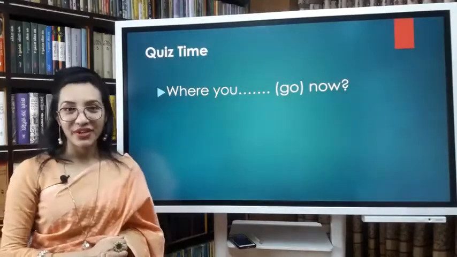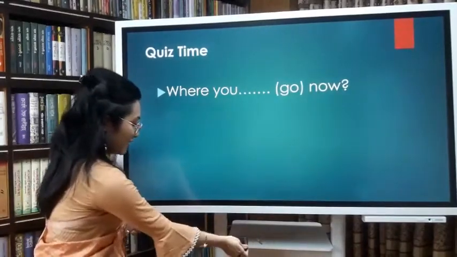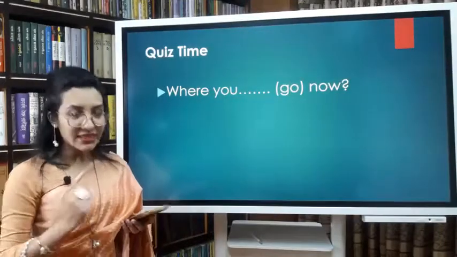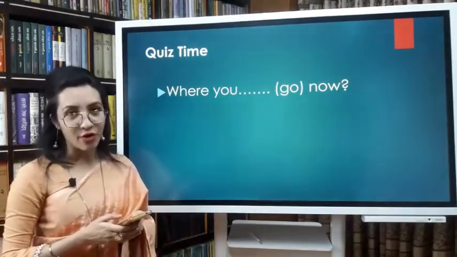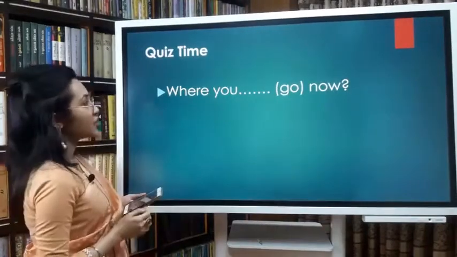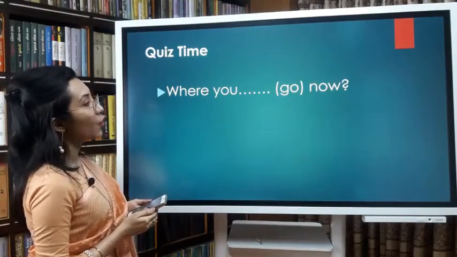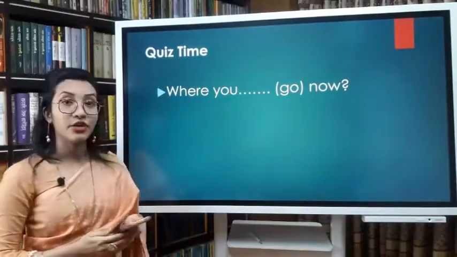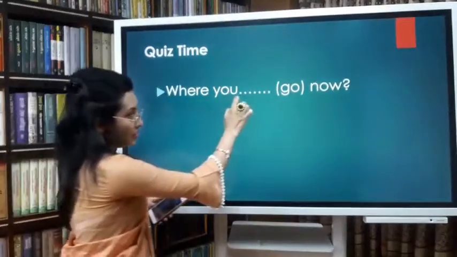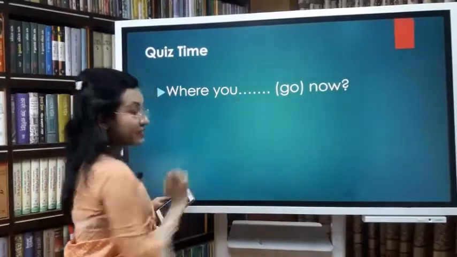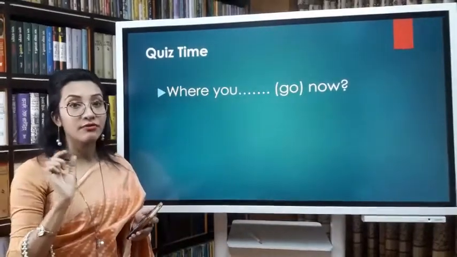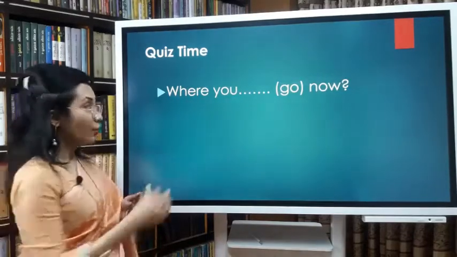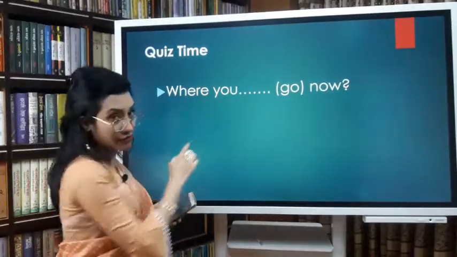Now it's time for a quiz. So we have so far covered 5 or 6 rules. Let's check if you have really understood it or not. So the first question is, where you go now? This is the pattern that you're going to have in your exam also. You're going to have a blank here, and in the bracket you're going to have the verb, the base form of the verb. What we have to do? We have to write the correct form of the verb here.